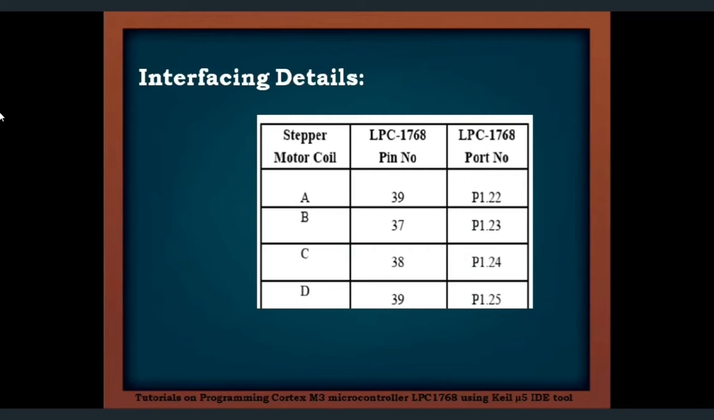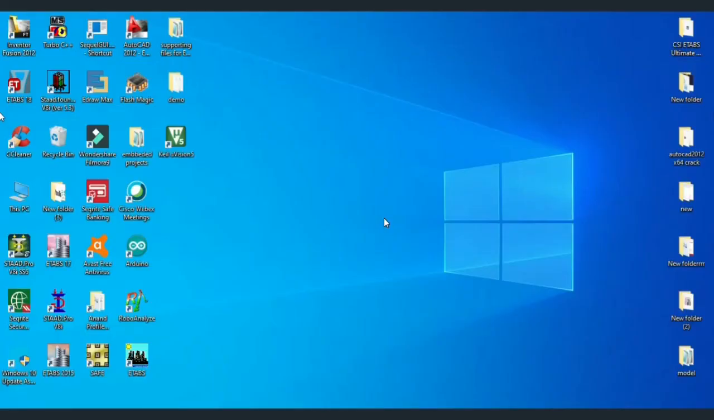And if we set port 1 pin 25, then 24, 23 and then 22, the stepper motor rotates in clockwise direction. That is, if the coils are powered in the sequence first D, then C, then B and finally A, then the stepper motor rotates in clockwise direction. So note this. With this knowledge, let's move on and open the Keil Microvision 5 software.